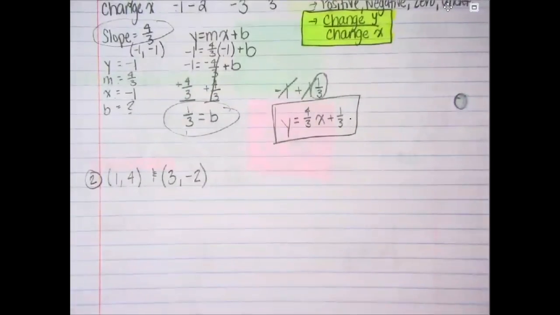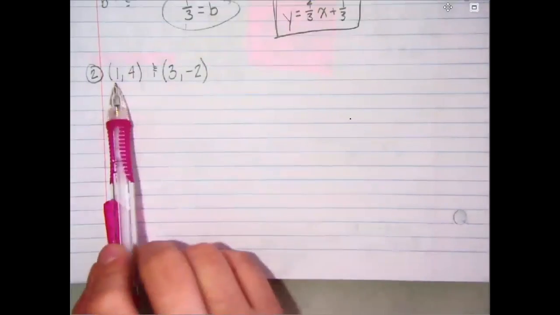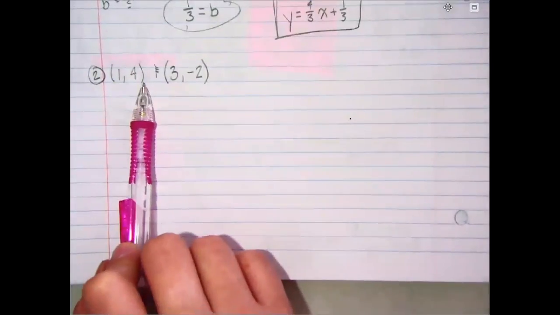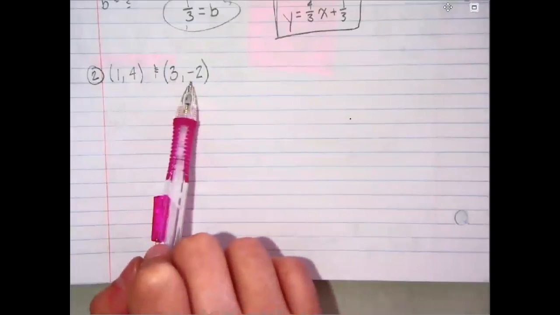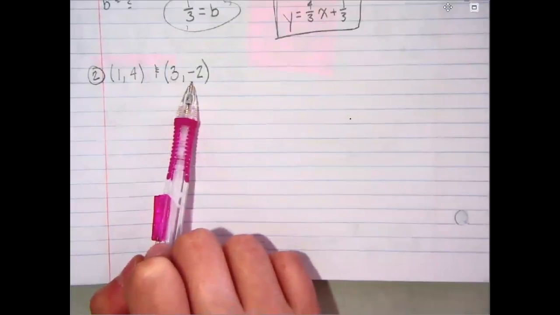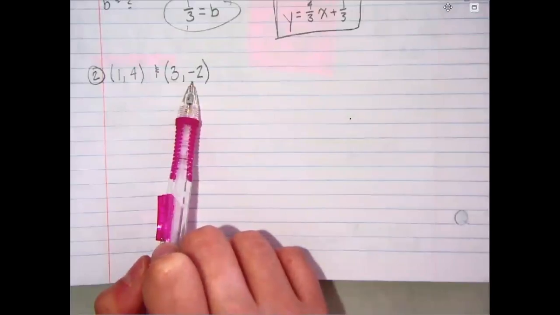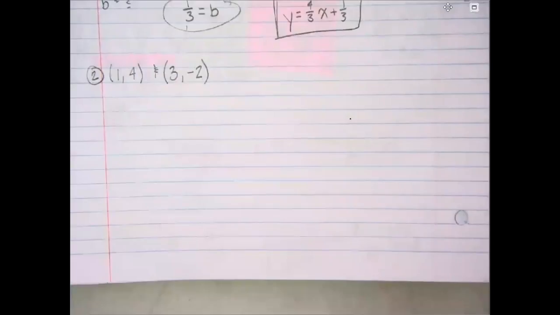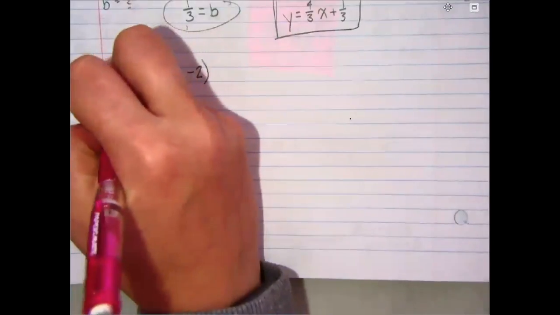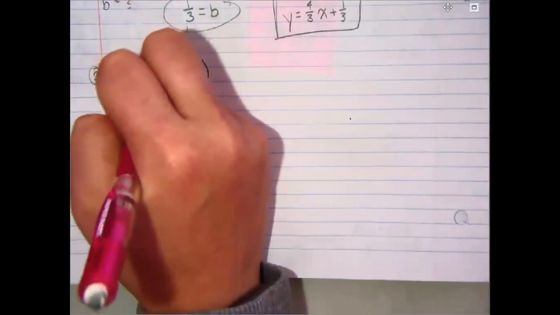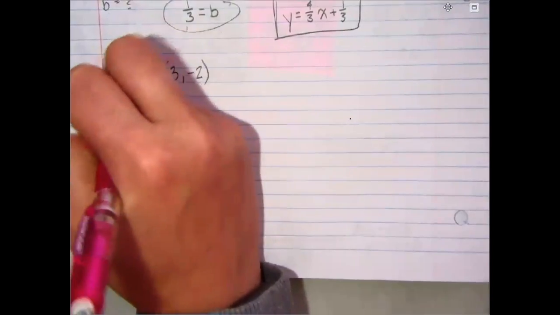All right, but I'm going to have you guys kind of lead me through this. I've got the points 1, 4, and the point 3, negative 2. I want to create a linear function. I want to create an equation of a line that passes through these 2 points. What do I do first? You can find your change of y or change of x. Love it.